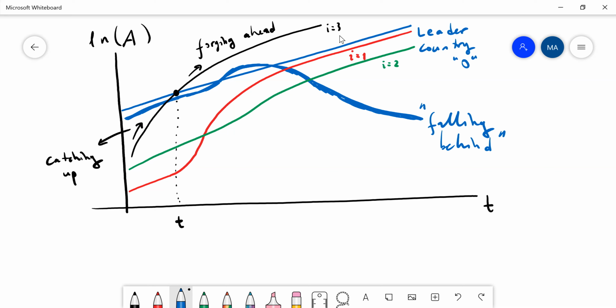Because if you recall the technology we wrote, a country's productivity growth rate depends on country-related factors, time-related factors, the human capital in the country, and the distance to the frontier.